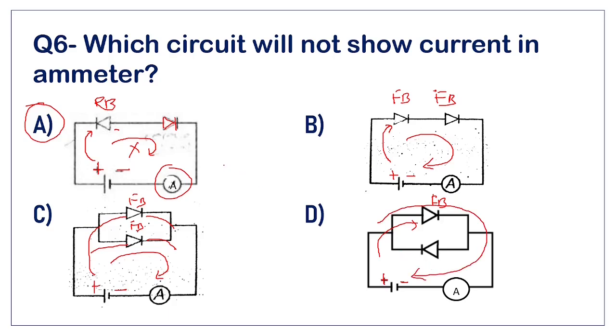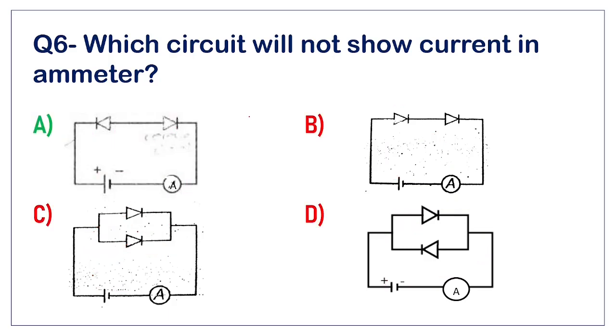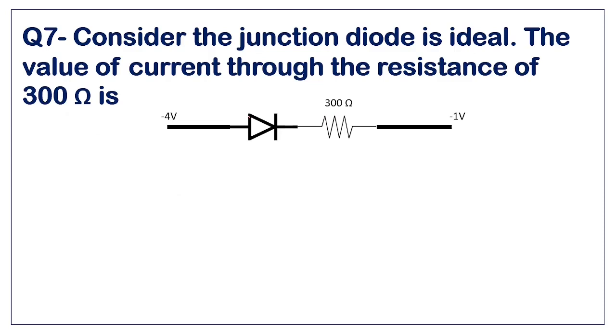So out of these options, option A, as I've told you earlier, will not show any current because the first diode is reverse biased and there will be no flow of current, and therefore the ammeter will not show any current through it. So here you can see option A is the right answer. Then we'll go to the next question.